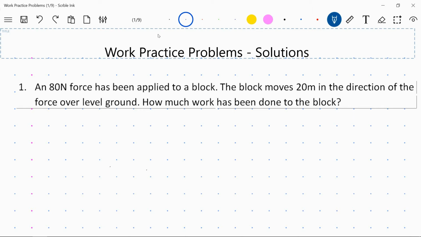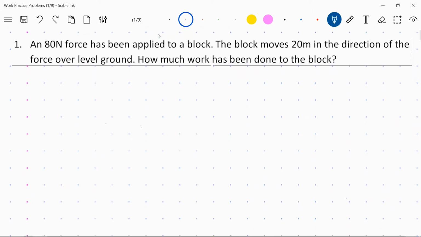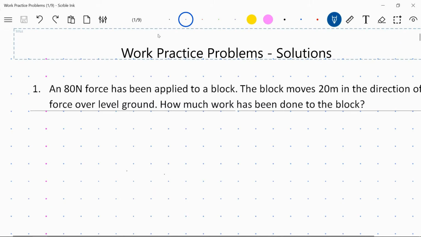So number one says an 80 Newton force has been applied to a block. The block moves 20 meters in the direction of the force over level ground. Question is, how much work has been done to the block? So this is a really straightforward question. We're focused on the applied force and nothing else. So the fact that there's a normal force or a force of gravity or anything like that really has no relevance here, as you'll see right away in my solution. So let's get right into it.